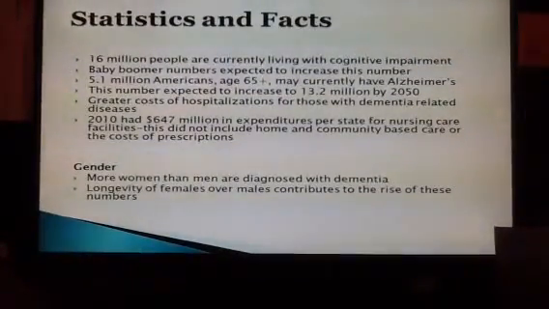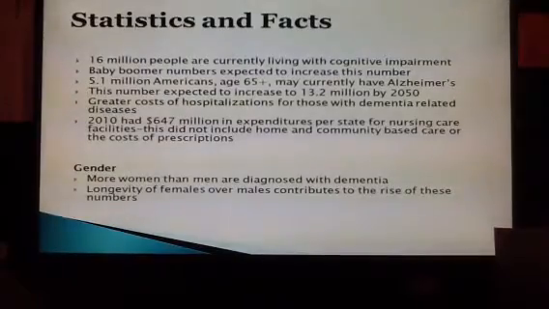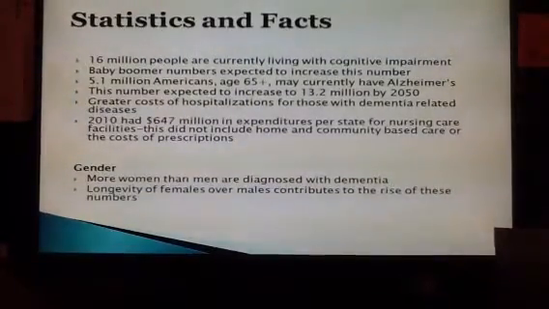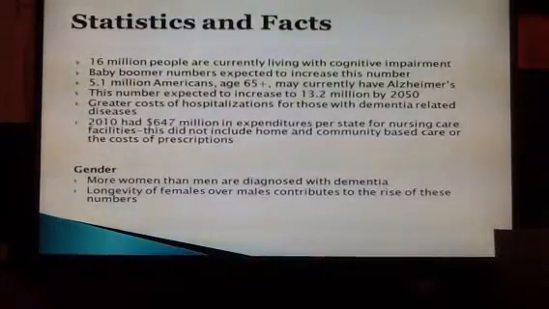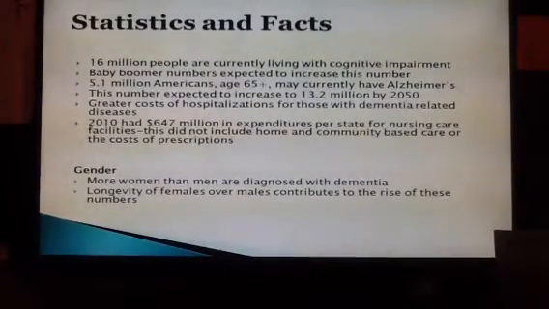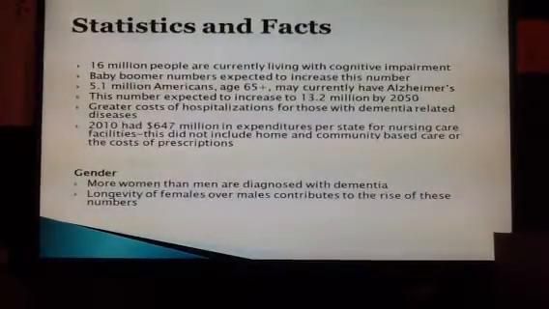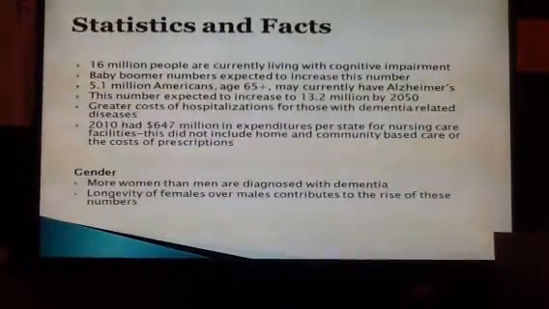Statistics and facts. 16 million people are currently living with cognitive impairment. Baby boomer numbers are expected to increase this number. 5.1 million Americans aged 65 and up may currently have Alzheimer's. This number is expected to increase to 13.2 million by 2050. There is a greater cost of hospitalizations for those with dementia-related diseases.